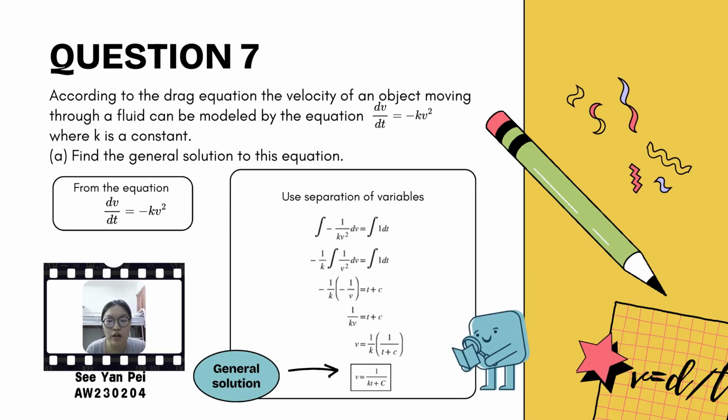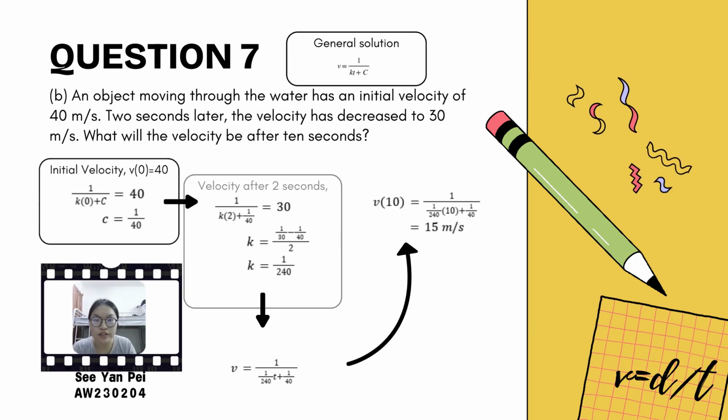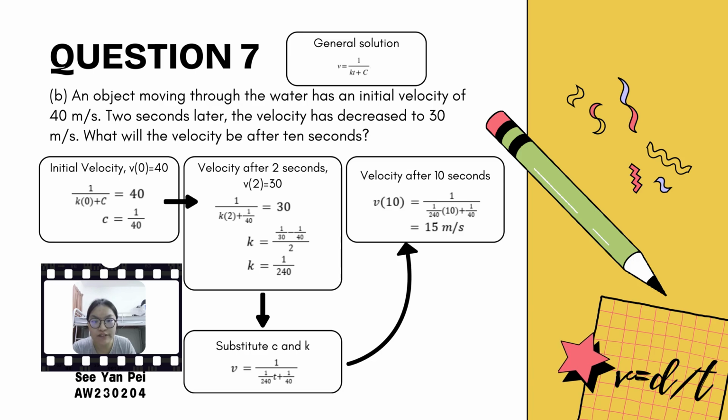Question 7 is about the velocity of an object moving through a fluid. It can be modeled by the equation dv/dt equals negative kv squared, where k is a constant. Then we need to find the general solution to this equation. From the equation, we can use separation of variables to get the general solution, which is v equals 1 over (kt plus c).